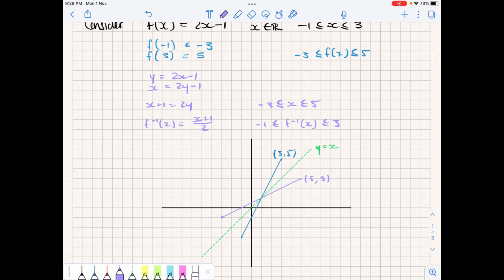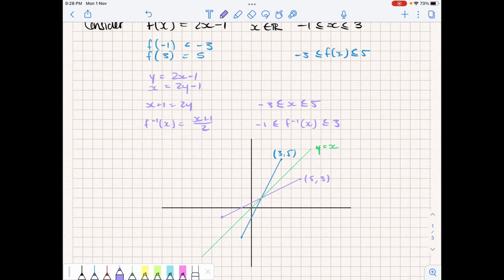So that's a very interesting property about graphs of the function and its inverse. If we can graph the function, we can just reflect all the points about the y equal to x line and be able to graph the inverse function without even having to calculate its equation.